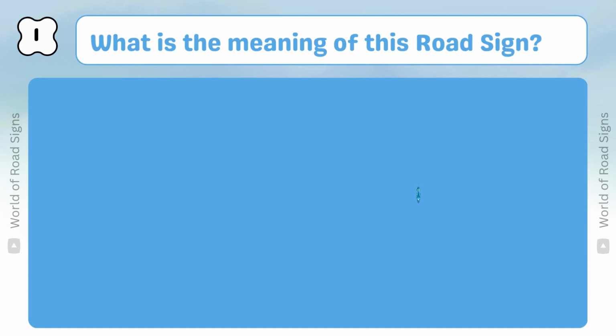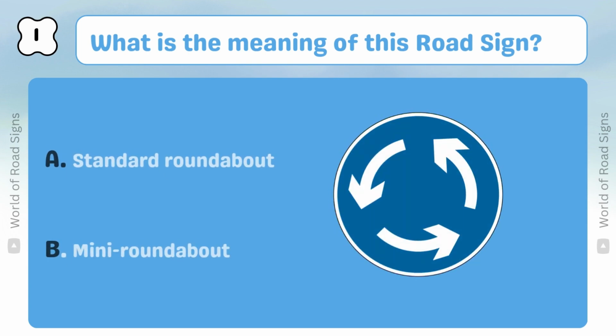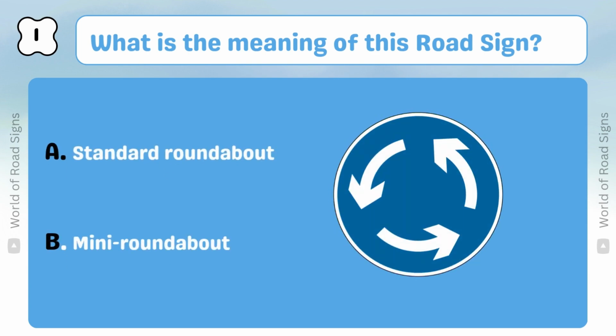Question 1. Can you identify this road sign? A. Standard roundabout. B. Mini roundabout. Option B is correct, mini roundabout.